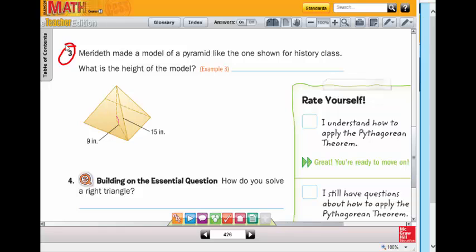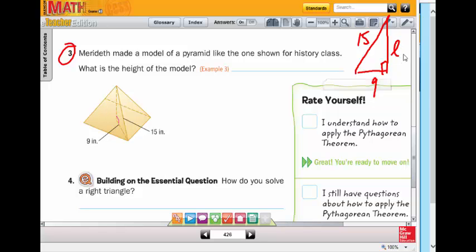Problem number 3. Meredith made a model of a pyramid like the one shown for history class. What is the height of the model? So we have a distance here of 9, so let's draw it over here so we see this better. We have a leg of 9, and then we have a right angle here, and then the other distance we know is the lateral distance here, which is a hypotenuse, and that's 15.